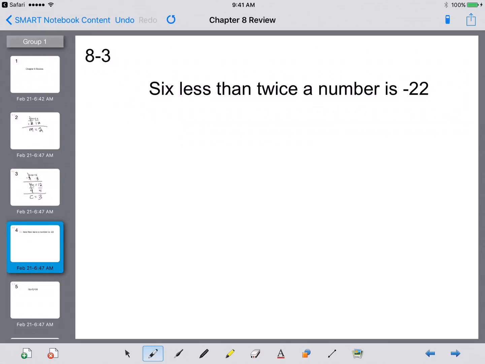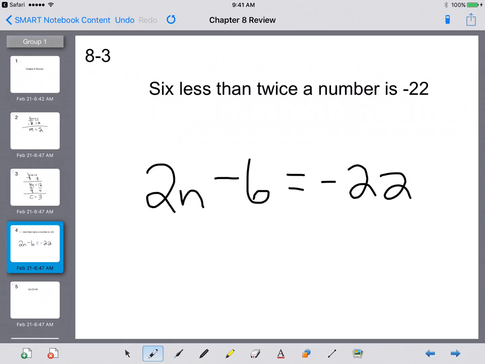Now we have converting these word sentences into number sentences. So 6 less than twice a number is negative 22. Remember, when you see less than, that means minus 6. It's not 6 minus, it's minus 6. Twice a number is 2 times whatever that number is. I'm going to say n. So it's twice a number minus 6, equals negative 22. And that's all you need to do there. So you can go ahead and do 8.3.